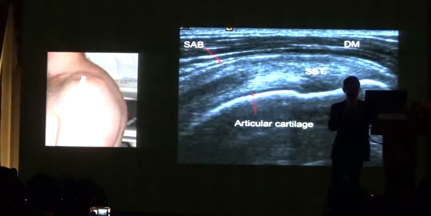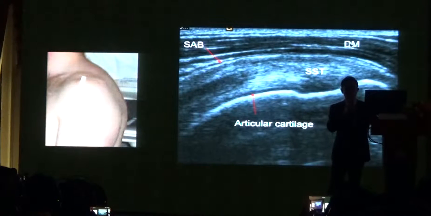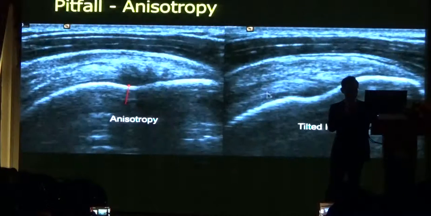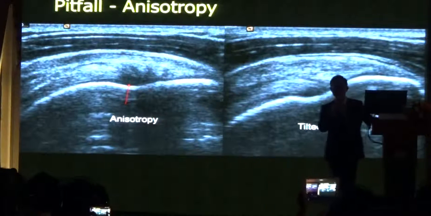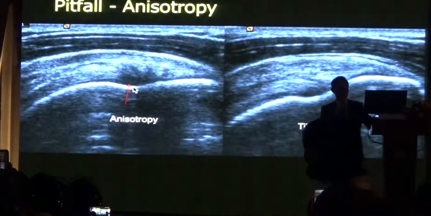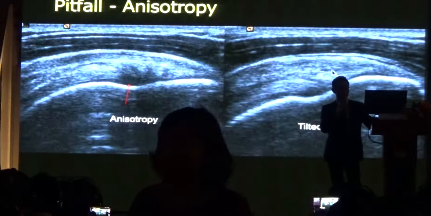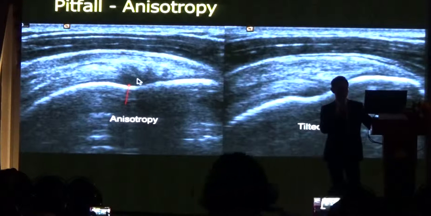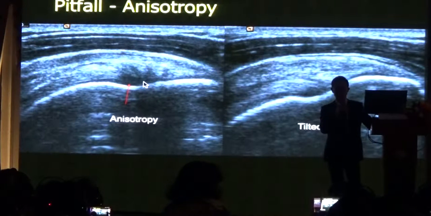This is the static view showing the anatomy. This is the region of the subacromial bursa. This is the deltoid muscle, the supraspinatus tendon, which looks like a beak, the greater tuberosity, and this fine black line that you can see here is the articular cartilage of the humeral head. Again, another pitfall to avoid is anisotropy, which is an effect which can be diminished by tilting the probe. So it's important not to overcall this as a deep surface tear.